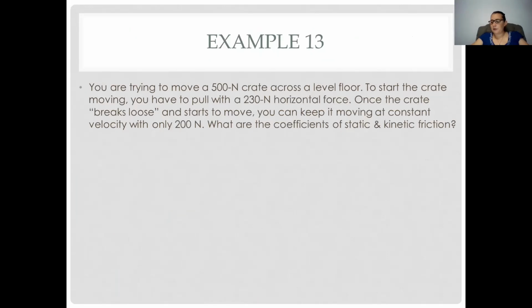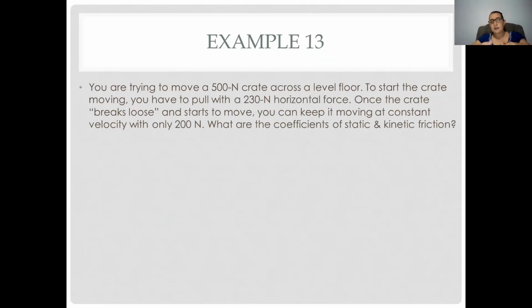All right, example 13. You're trying to move a 500 Newton crate across a level floor. To start the crate moving, you have to pull with 230 newtons of horizontal force. Once the crate breaks loose and starts to move, so once you've overcome static friction, you can keep it moving at a constant velocity with only 200 newtons of force. What are the coefficients of static and kinetic friction?